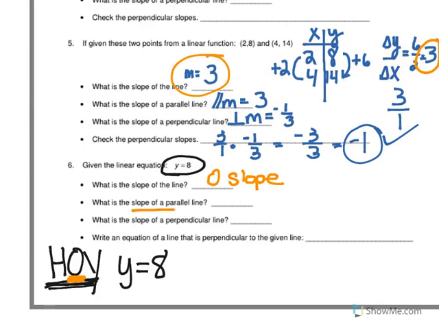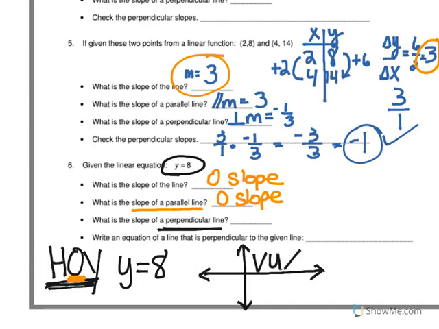And so the slope of a parallel line, remember parallel lines have the same slope, so it's going to be 0 slope. Now, remember, a Hoy line is a horizontal line. So what kind of lines are perpendicular to Hoy lines? Well, ding, ding, ding. I hope you remember that it's a Vox line. A vertical line is going to be perpendicular. So the slope of a perpendicular line is going to be undefined. That's what that little u is right there.